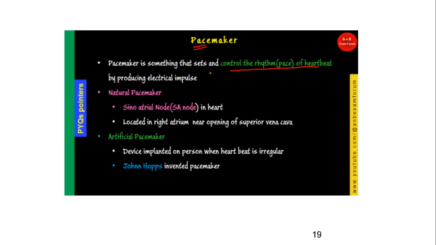How is it going to control the rhythm? By producing electrical pulses. The natural pacemaker in our heart is the SA node, sinoatrial node, and it is located in the right atrium near the superior vena cava. Whereas an artificial pacemaker is a device implanted on the heart when the heartbeat is irregular. And John Hopps invented the pacemaker.